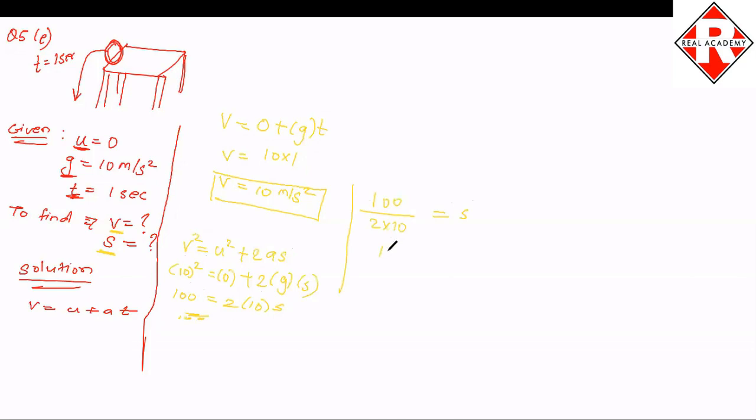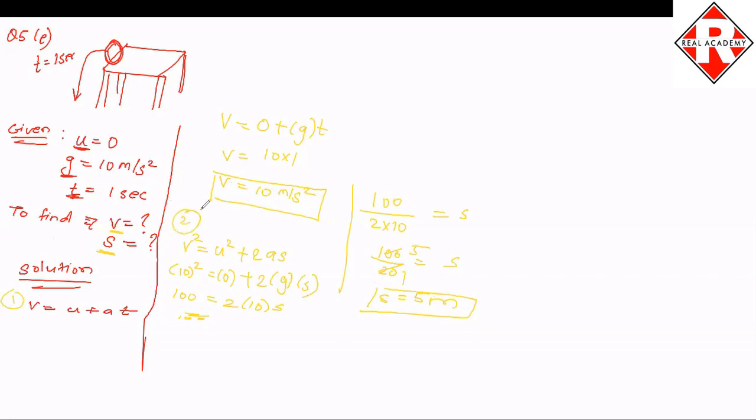So how much do you get? 100 upon 20. So s is equal to 5 meters. 2 fives are 10. So how much is the displacement or the height of the table? Height of the table is 5 meters and final velocity is 10 meters per second. Again, we have only used the kinematical equations and substituted our values.